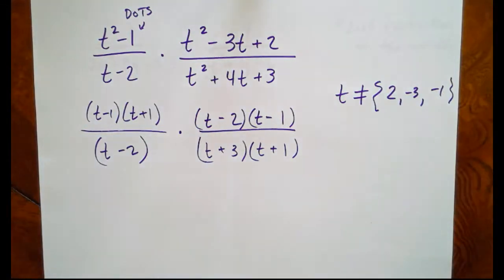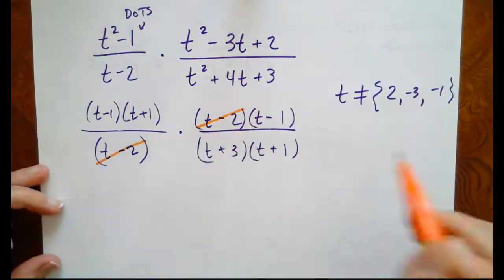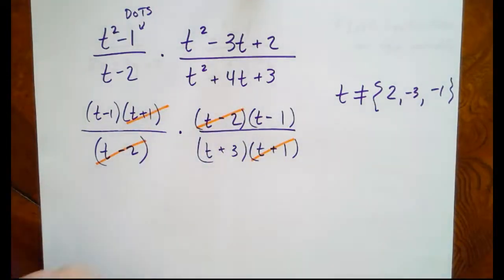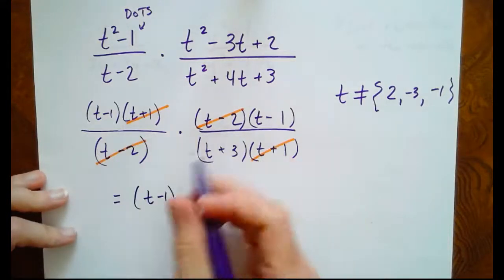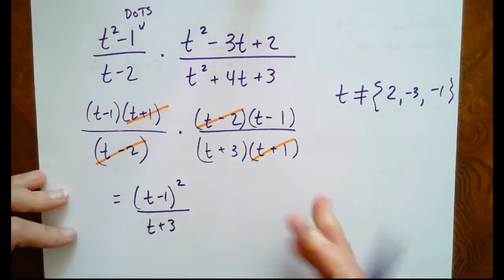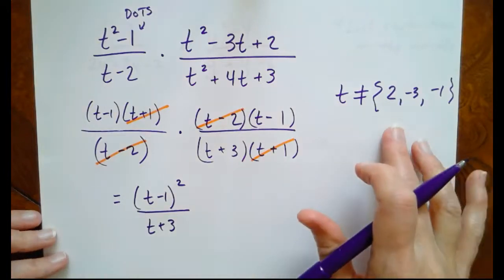And now that everything is factored, we can start canceling. So we can cancel a t minus 2 with a t minus 2, a t plus 1 with a t plus 1, and we are left with a simplified answer of t minus 1 quantity squared over t plus 3. No need to multiply it back together. Simply leave it factored as t minus 1 quantity squared. That's your simplified result. Those are your restricted values.